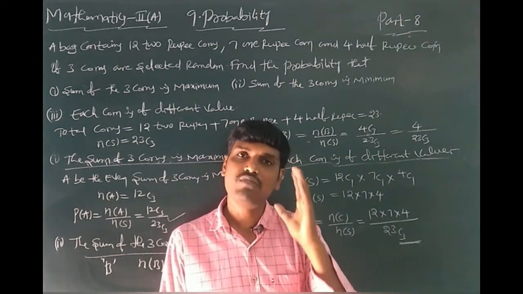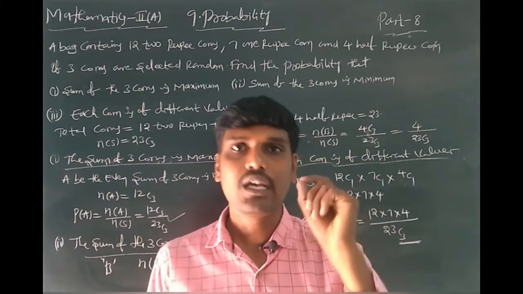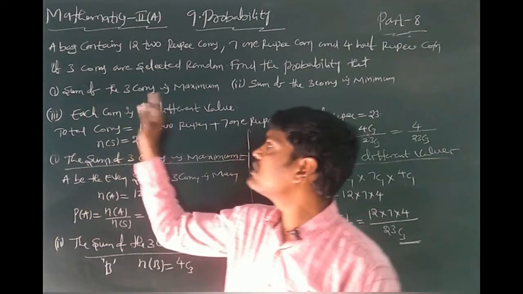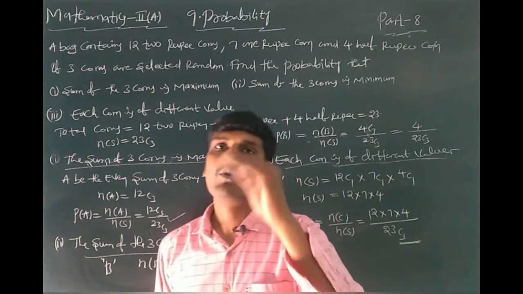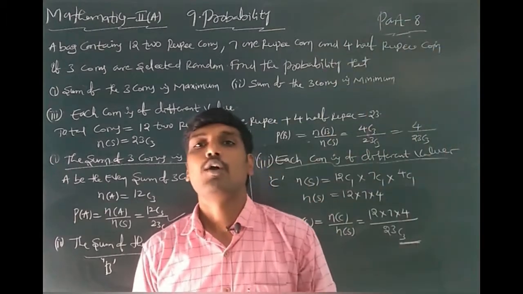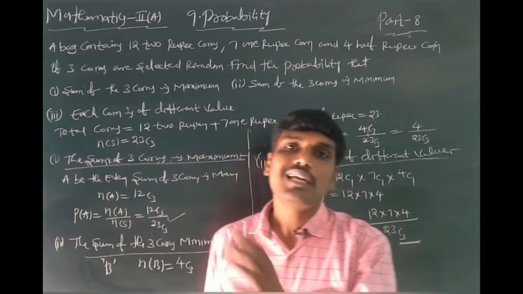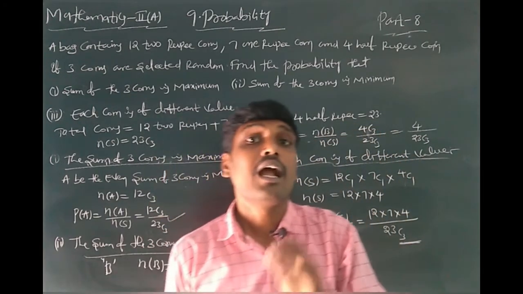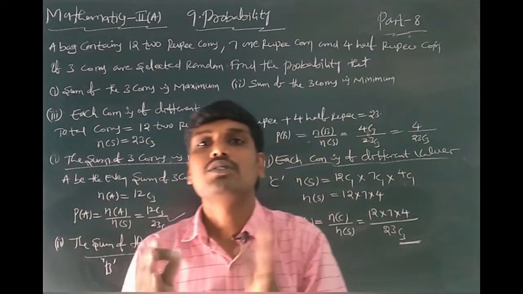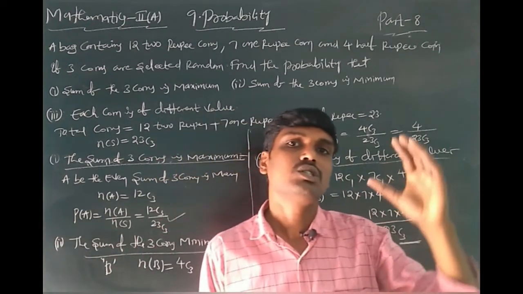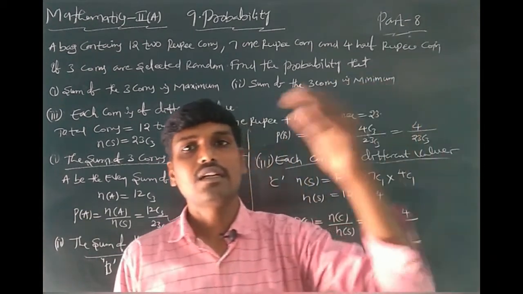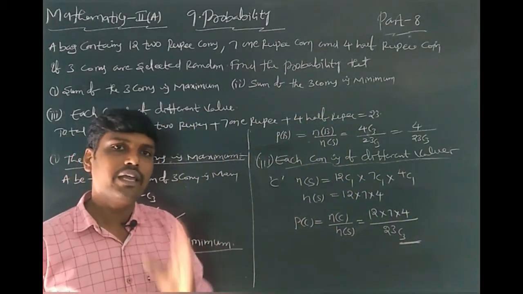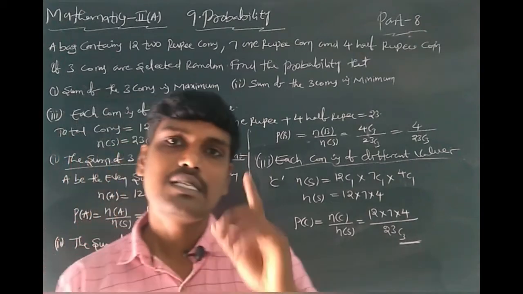This problem is very important, a 7 marks question in the IB examination. In this problem, if the sum of the 3 coins is maximum, you have to select the maximum rupee coins. If the sum of the 3 coins is minimum, you have to select the 3 coins of minimum values. We have to select each coin with a different value. In this way you can do this problem.